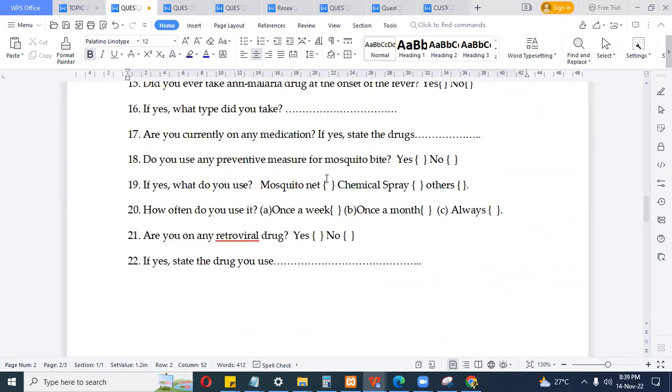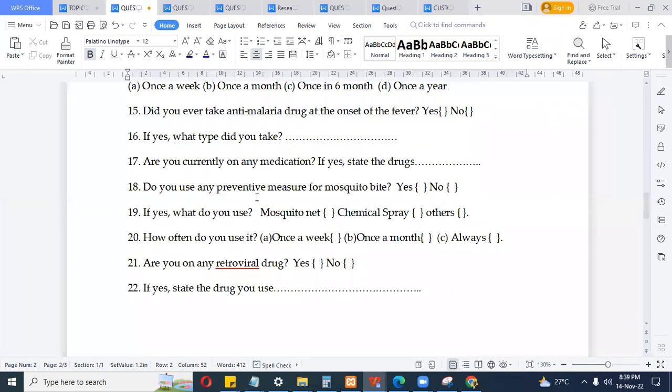So everybody here is attending a clinic. So they're asking now, are you on retroviral? If yes, state the drug you use. If no, question why. You want to have the reason spelled out. If you have the reason spelled out, it helps. So you could have 1 or 2 open-ended questions like these ones.